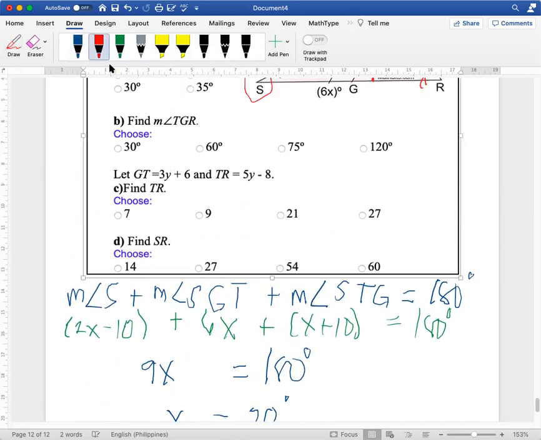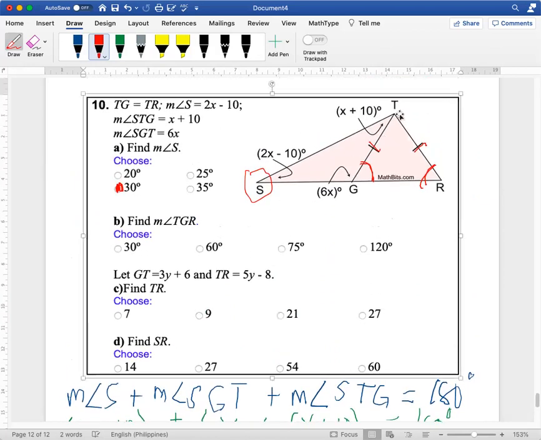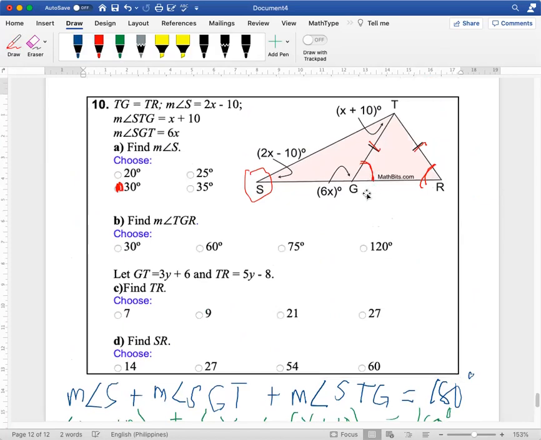Let's see if we have the answer. 30. Okay, here we go. We have the answer here. There we go. All right. So how about the angle TGR? Angle TGR, TGR. So here, right?